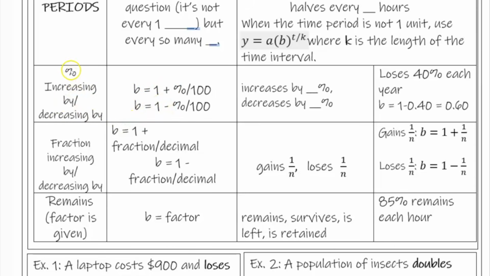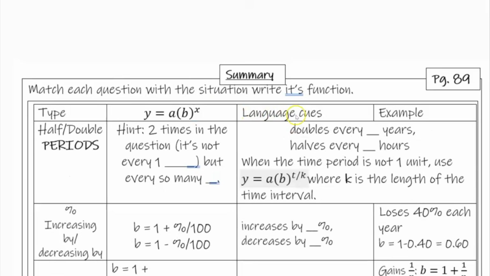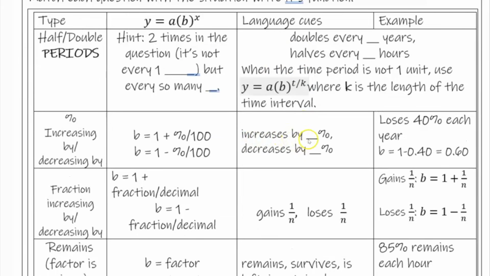And again, the only difference between percent or a fraction is that with percent, you have to divide it by 100. With the fraction, it's just going to be 1 plus whatever that fraction or decimal is. For decreasing by, it's going to be 1 minus whatever the fraction or decimal is. But for percent, decreasing by is 1 minus, and you have to convert the percent by dividing by 100. Okay, so what are your language cues that you're looking for? If you see increasing by 15%, decreasing by 15%. If you look at increasing 1/2, or if it gains 1/2, or if it loses 1/2, or it decreases by 1/2, those are the language cues you're looking for.